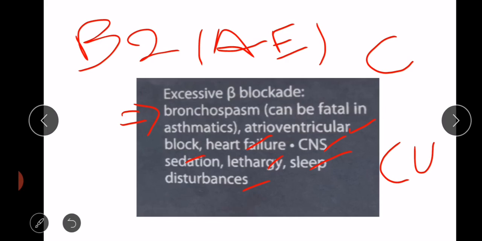CNS sedation, lethargy, and sleep disturbances, these are seen mainly with propranolol because it can cross the blood-brain barrier. So this is all about beta blockers.